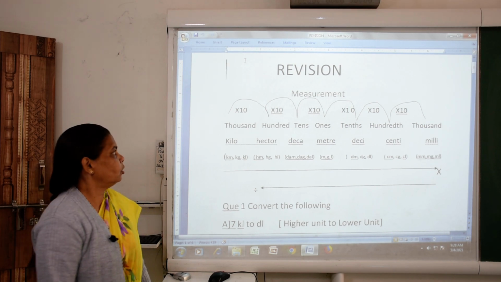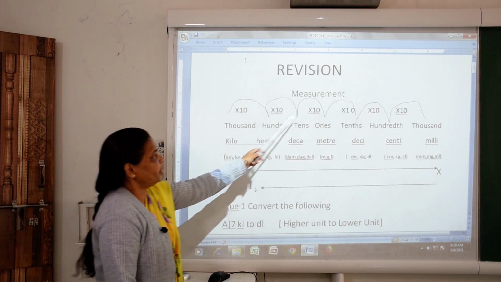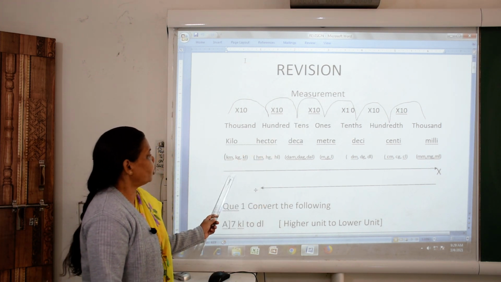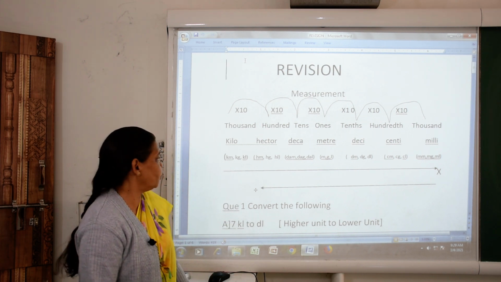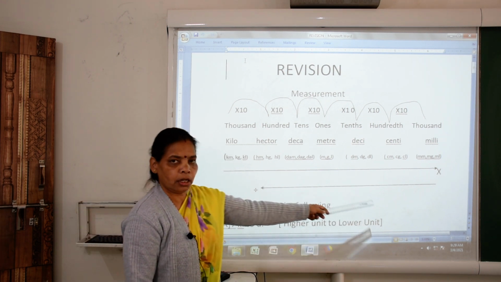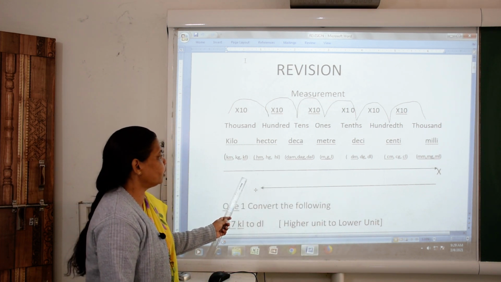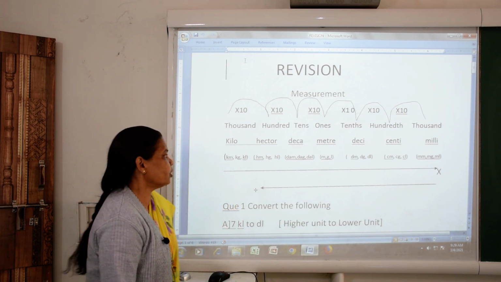Good morning, students. Today we will revise some chapters. Measurement, which you have already studied, children. What is measurement? Measurement of different units: length, mass and capacity. The basic unit of length is meter, mass is gram, and capacity is liter.